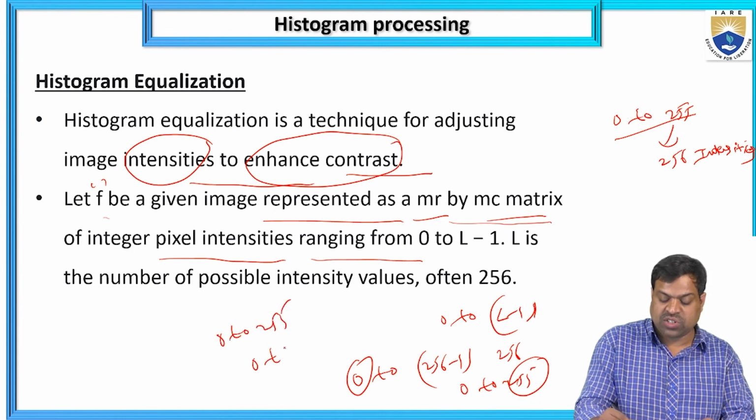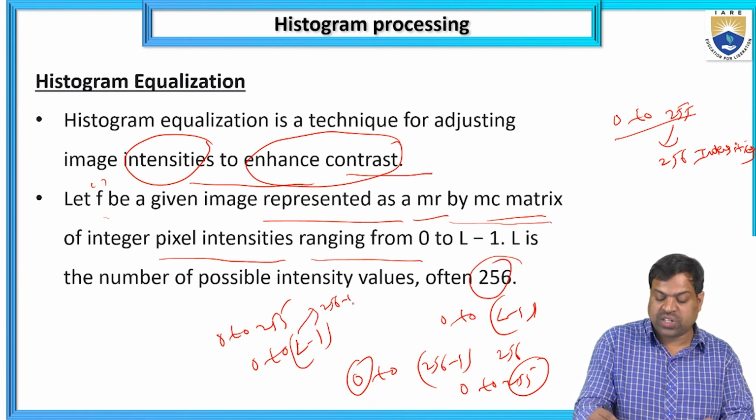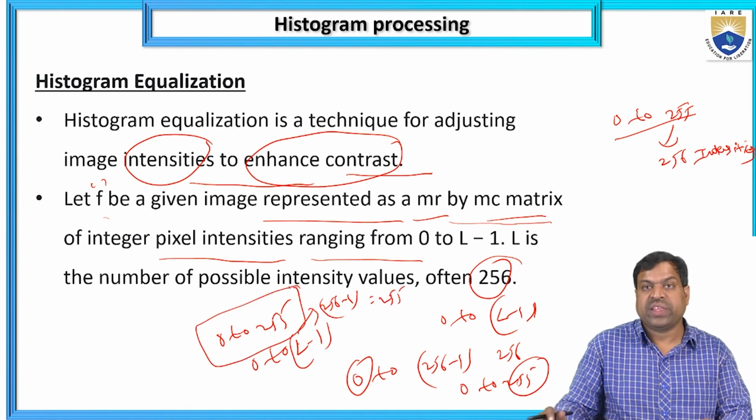What is the equation? 0 to L minus 1. L means the number of intensities, 256 levels are there. So 256 minus 1 is 255. So 0 to 255 are the intensity levels.